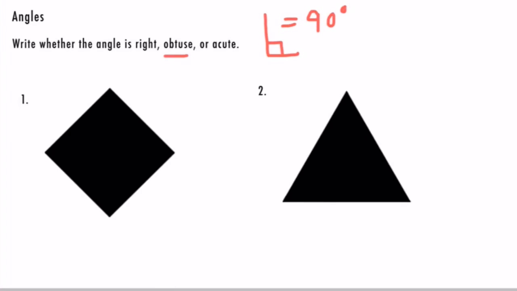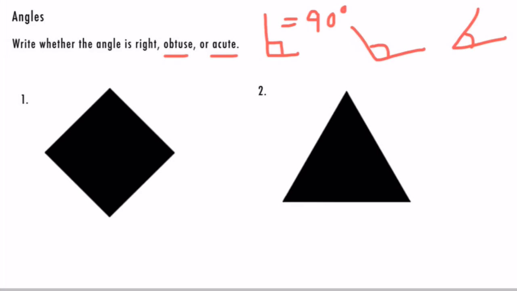It should look like this, and it's always equal to 90 degrees. Our obtuse angle is always greater than 90 degrees. It could be 91 degrees, 100 degrees, 180 degrees, and so on. And it should look a lot more like this because it's greater than 90 degrees. Our acute angle is always smaller than 90 degrees, so it should look a lot like this. It can be 89 degrees, 70 degrees, 30 degrees, 5 degrees, anything less than 90.